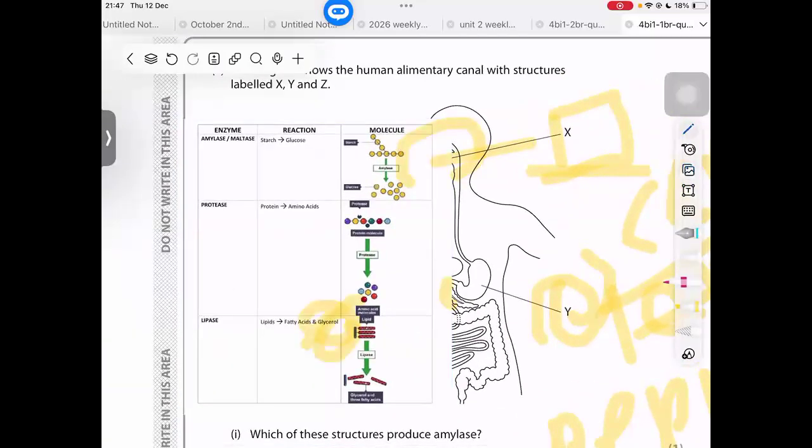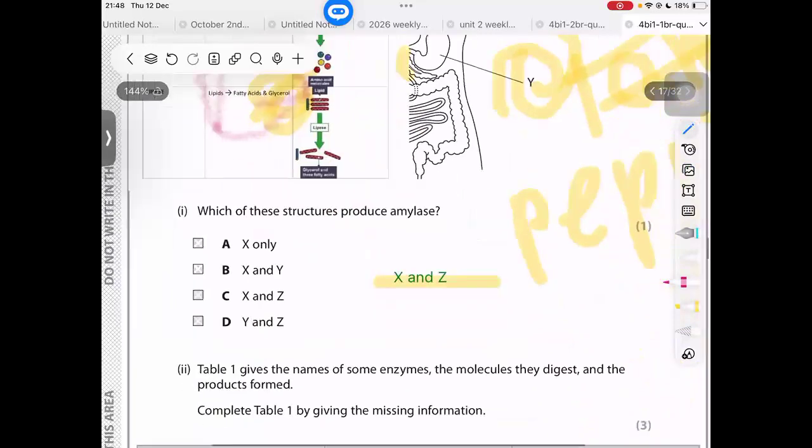Okay, so here they have given what amylase does. You can see amylase converts starch into glucose, protease converts proteins into amino acids, and lipases convert lipids into fatty acids and glycerol. Basically, glucose, amino acids, fatty acids, and glycerol are the subunits, the building blocks of each of these big structures. Glucose is the building block of starch. Amino acid is the building block of proteins. Fatty acids and glycerol are the building blocks of lipids.